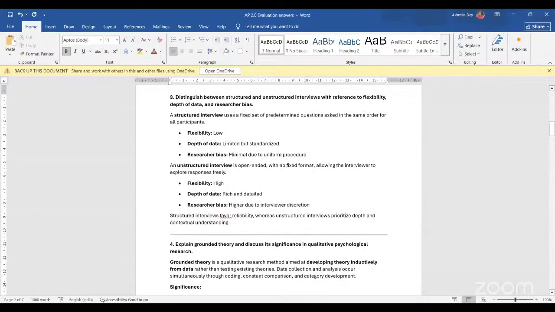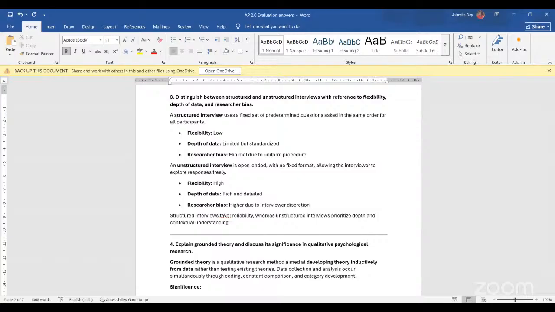So number 3, we have the question: distinguish between structured and unstructured interviews with reference to flexibility, depth of data, and researcher bias. I think Shamusri ma'am had answered this question very well. But again, the most common thing that I had noticed was that while everyone is describing what a structured interview is and what an unstructured interview is, the points required by the question, flexibility, depth of data, and researcher bias, were either touched upon very lightly or not at all. In the sense, if somebody is writing the answer on flexibility and depth of data, researcher bias was not touched upon.